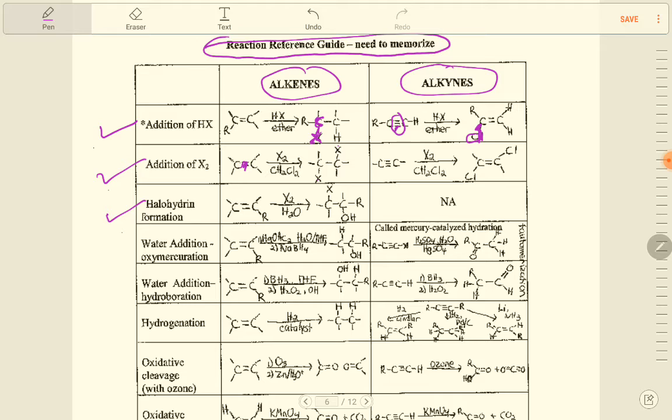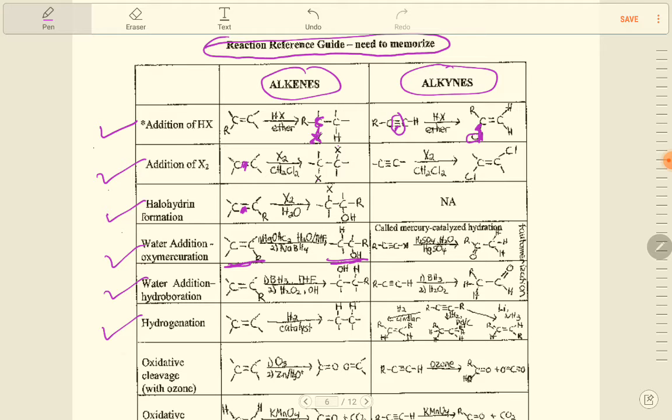Halohydrin, X2 and water, and you can see how this double bond breaks, and then X is going to add at one carbon and OH is going to add at the other one. Water addition of oxymercuration, I'm sorry. And so you can see that this is the alkene structure and how OH is added to one carbon and the double bond breaks. So there are some of those. Water addition of hydroboration, BH3 and THF, and then you can see how OH is added to one carbon and H is on the other one.